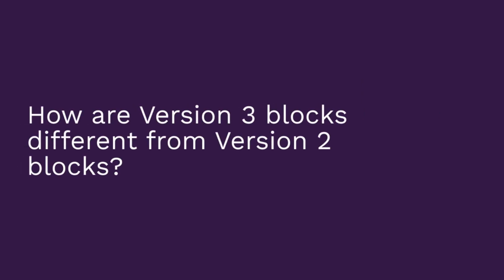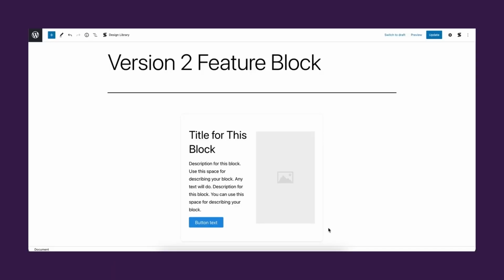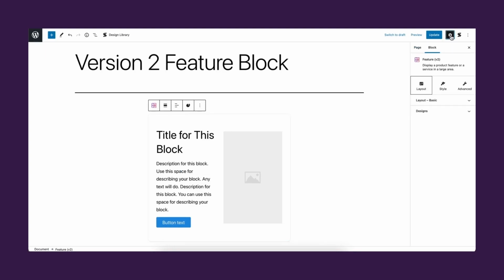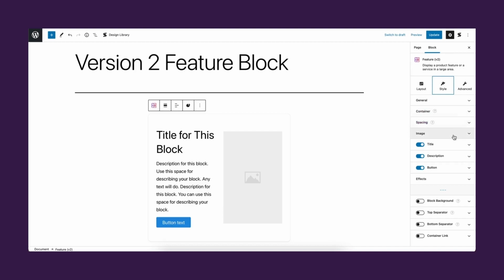How are V3 blocks different from V2 blocks? In version 2, each block was designed as single large blocks. For example, the feature block already has a built-in heading, description, and button. It had its benefits, but a major flaw of this setup is how limiting it is.